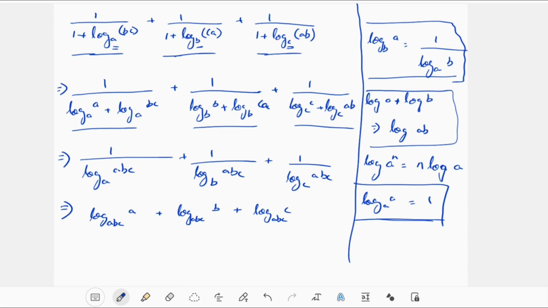Now it is very easy. We have got addition of 3 log values having the same base. I can apply the second property that I have written here again on the right hand side. I simply have to multiply the numbers within the log, A into B into C, to the base ABC. Log of any number to its own base will give me the answer 1.